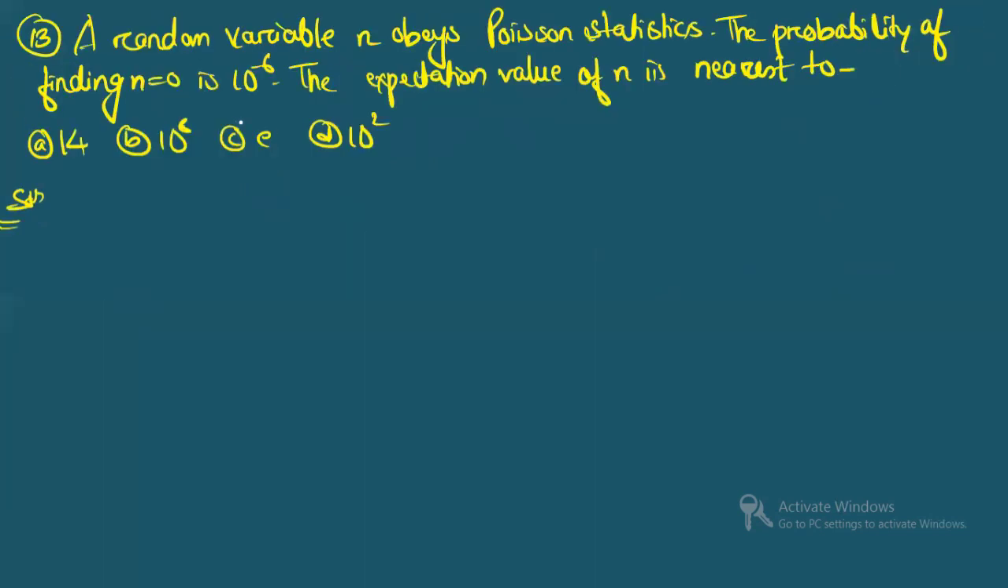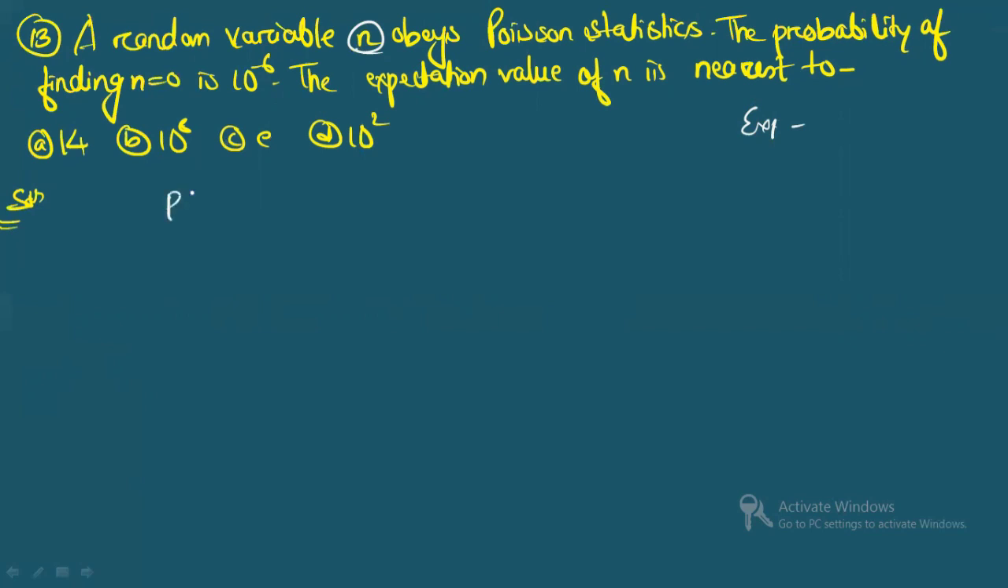Next, let us see question number 13. A random variable n obeys Poisson statistics. The probability of finding n equal to 0 is 10 to the power minus 6. So the expectation value of n is nearest to what? This is what you are asked to calculate. Expectation value means the mean value. We have to calculate it for the random variable n, and the variable is obeying Poisson statistics.